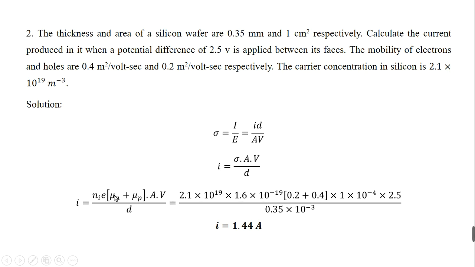Substitute the values of mu n and mu p, that is 0.2 plus 0.4, and area is given as 1 centimeter square, which is nothing but 1 into 10 raised to minus 4, and potential difference is given as 2.5 volts and the thickness is 0.35 into 10 raised to minus 3. So after doing calculation, we will get the current value as 1.44 amperes.